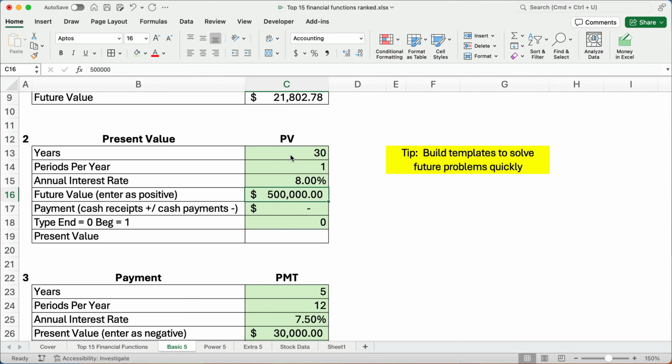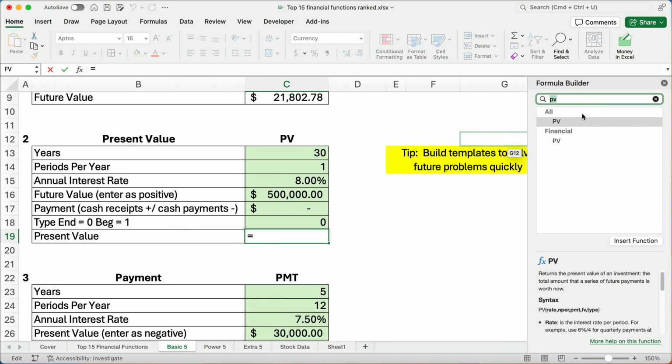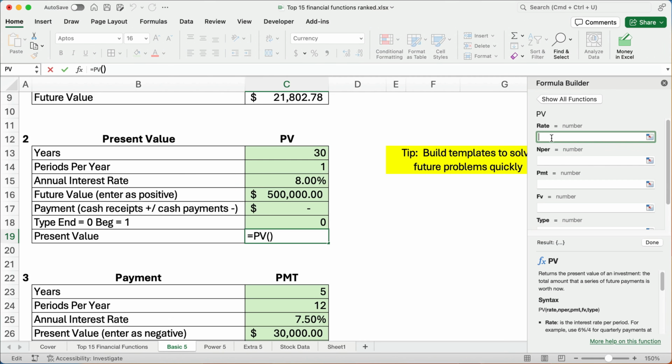We're going to receive $500,000. There's no payment going on. Payments happen at the end of the period. So what is the present value? I'm going to go up here to the FX. I'm going to search for PV for present value. The present value is going to be the rate of return, 8%. Now I'm going to divide it by 1.